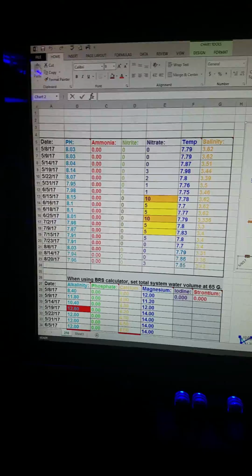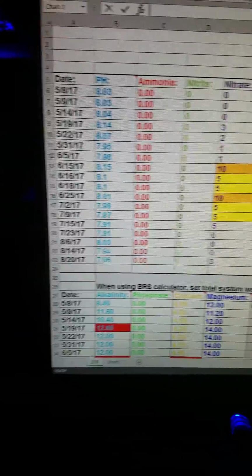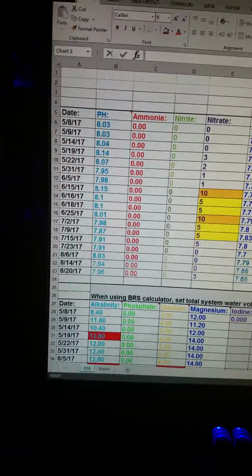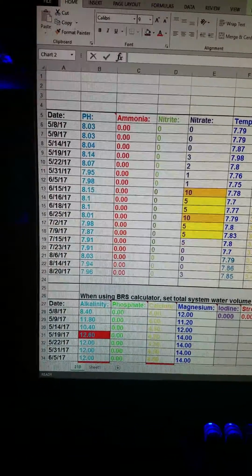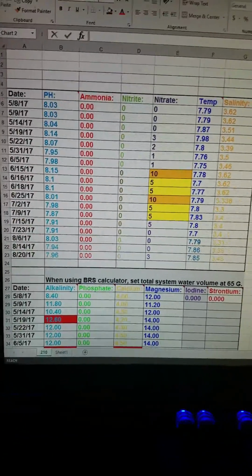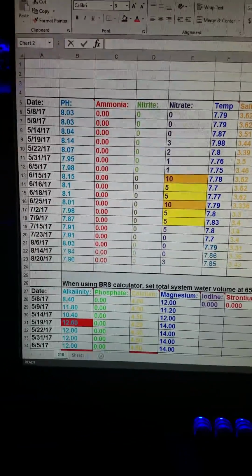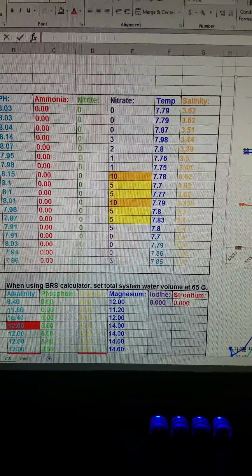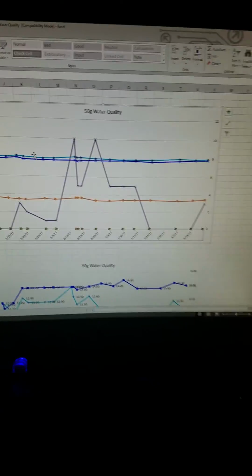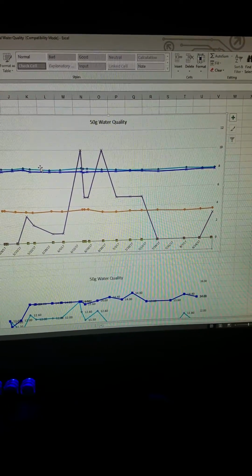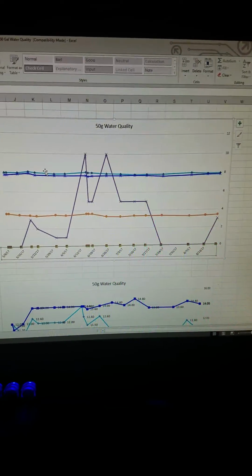But what I do is each week I do a water test, and I'll get my pH reading from my Apex, but I'll also do the chemical test to get my pH reading. Every week I enter it into this chart, and then it gives me a graph over here. And it lets me know if things are going up or things are going down, what's going on with my water.